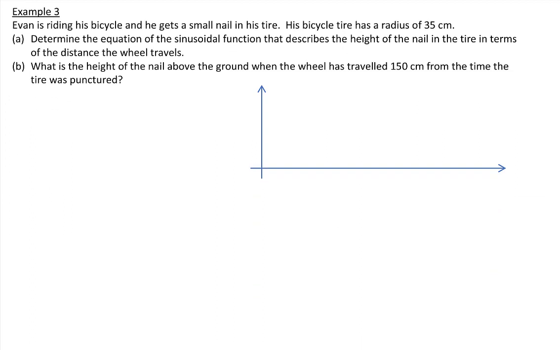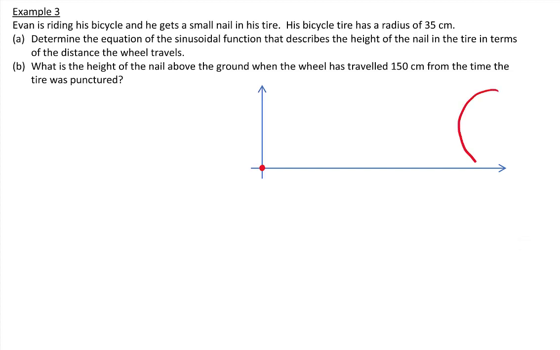Evan is riding his bicycle and gets a small nail in his tire. His bicycle tire has a radius of 35 centimeters. Determine the equation of a sinusoidal function that describes the height of the nail in the tire in terms of the distance the wheel travels. So I would start from where the wheel hits the nail. That would be the lowest point of the tire.